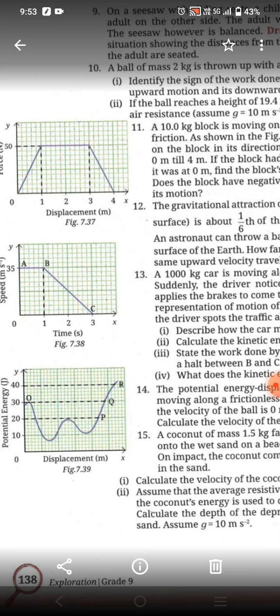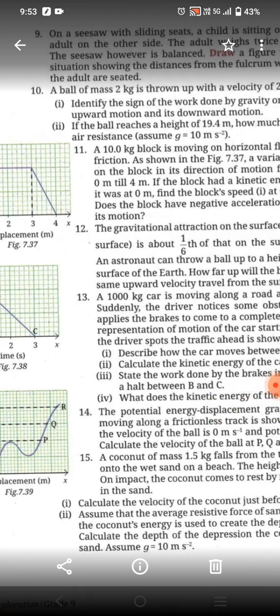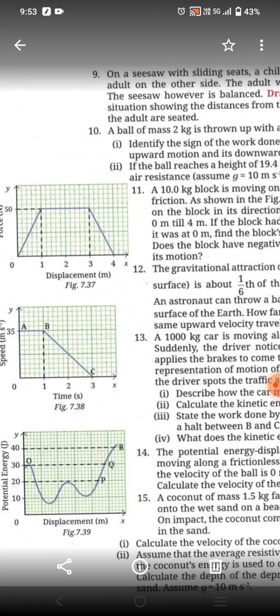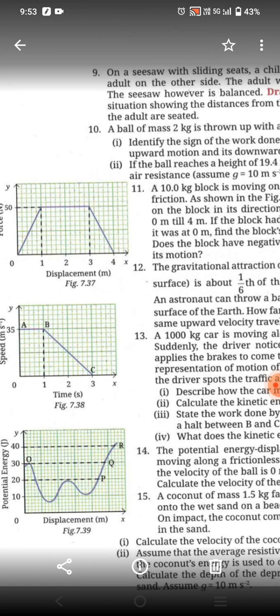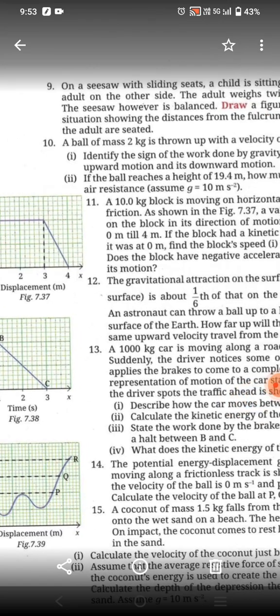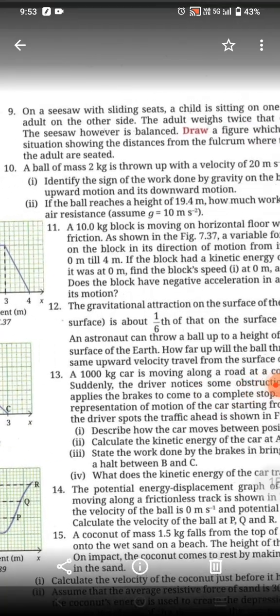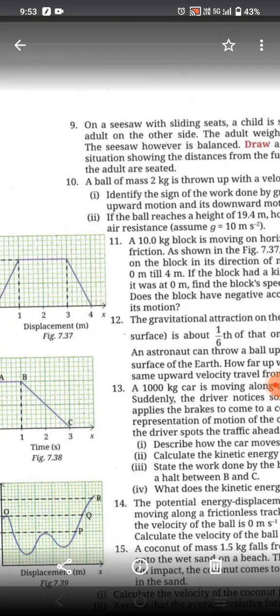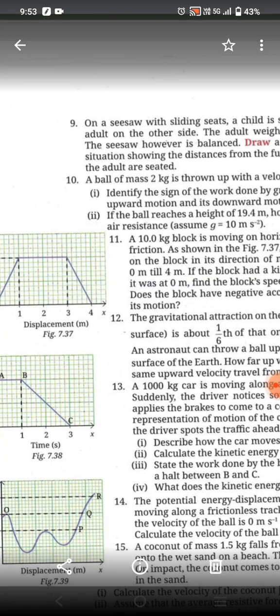Question number 11, what they are telling: a 10 kg block is moving on a horizontal floor with negligible friction. Negligible friction means we can consider this surface as zero friction, that means a smooth surface. So the friction force on the object we will consider as zero. As shown in the figure 7.37, a variable force is applied on the block in its direction of motion. The second line is also important: the variable force is applied in the direction of motion. As the force is applied in the direction of motion, that means work is positive.